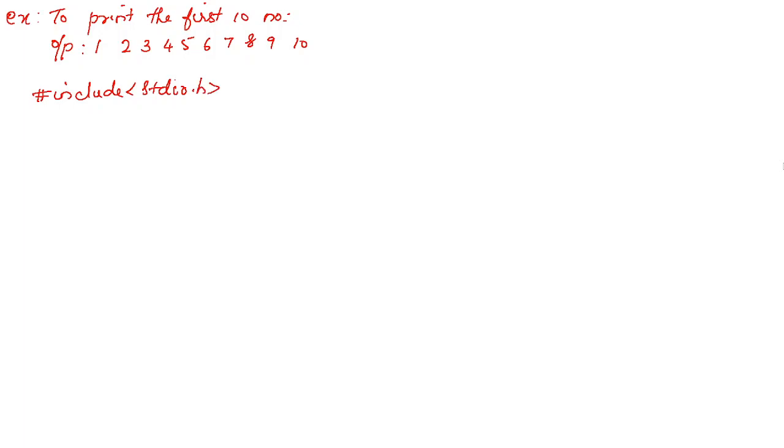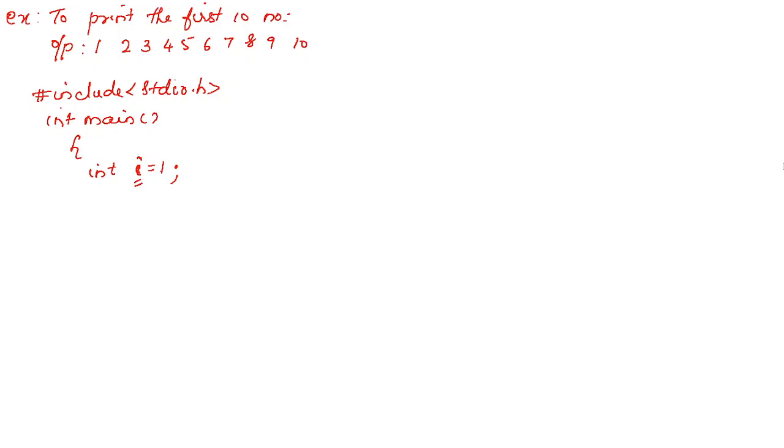So that I can include the standard input output header file, so that I can use the printf and scanf statements. Now int main, int i is equal to 1. I have to print 1 to 10, right? So I am going to initialize the variable i with the value 1, and end with a semicolon.